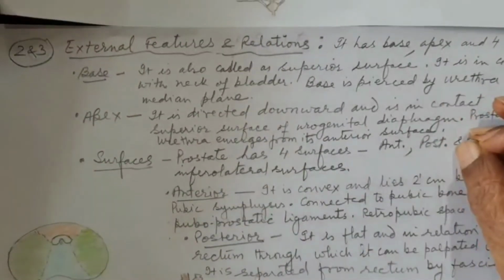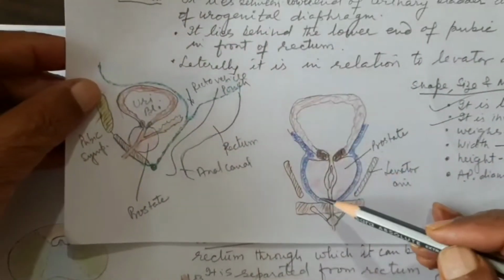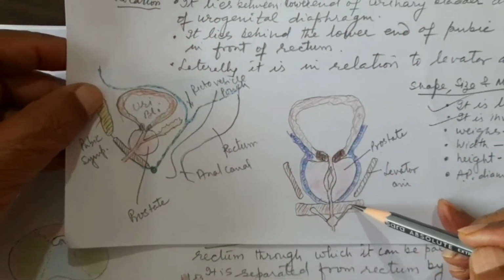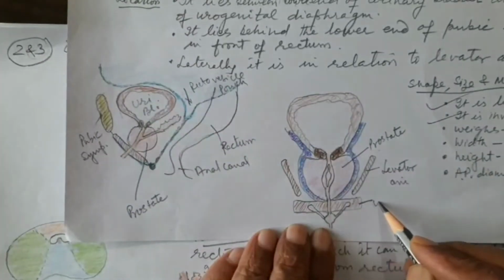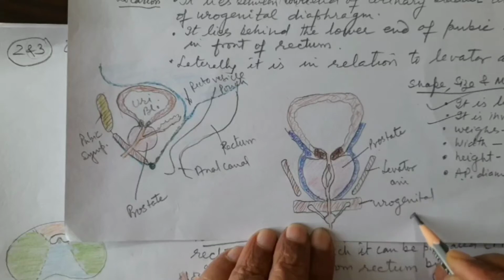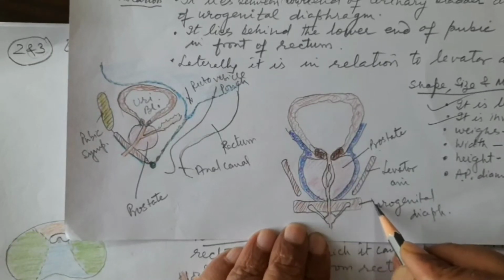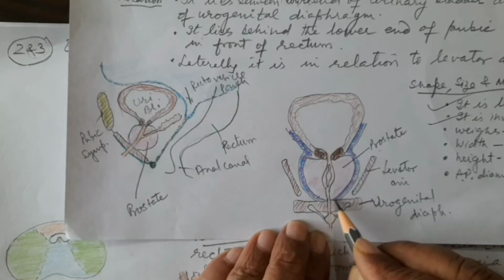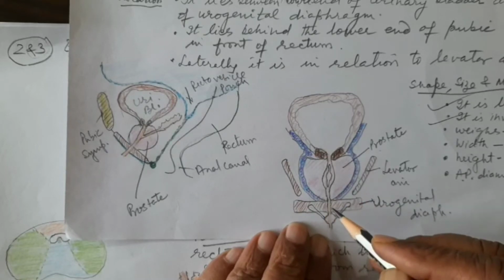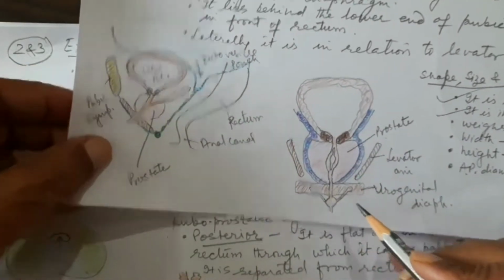Apex. The apex is directed downwards and it is in contact with the superior surface of the urogenital diaphragm. This is the urogenital diaphragm. So this is the urogenital diaphragm, and the apex is in contact with the urogenital diaphragm. So this is the apex, which is directed inferiorly.